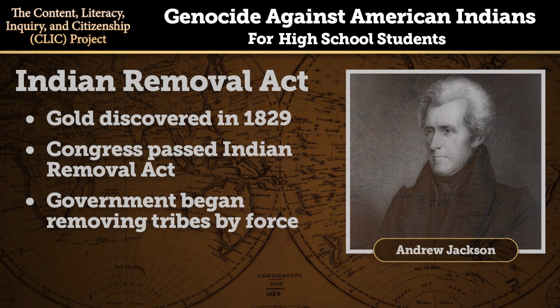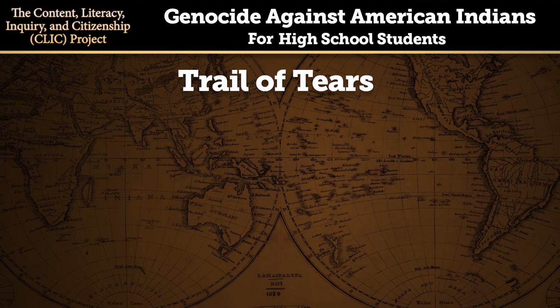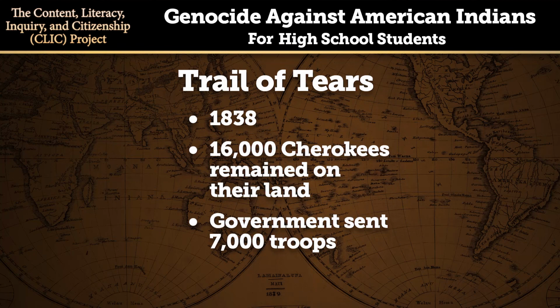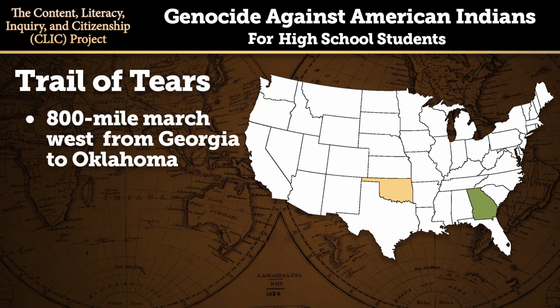One devastating result of the Indian Removal Act came to be known as the Trail of Tears. In 1838, almost 16,000 Cherokees still remained on their land in the East. The government responded by sending 7,000 troops to their homes and forcing them to leave. They were not allowed time to gather any supplies or belongings, so they began the 800-mile trek west from Georgia toward what is now Oklahoma with nothing but the clothes on their backs.